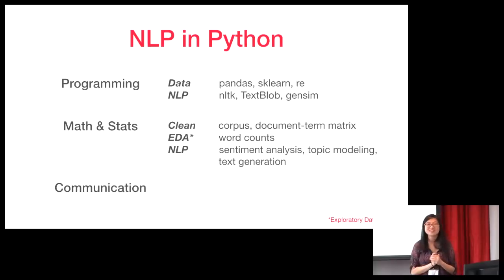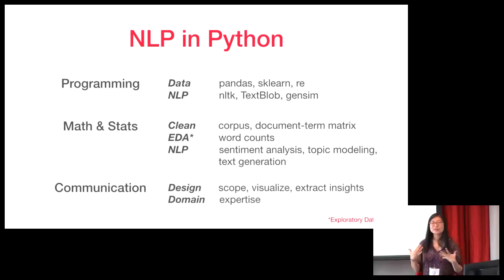From the math and stats side, this is where I really want you guys to try to understand these concepts, because it's so important in interpreting the results. So we're going to be cleaning the data, and we're going to be putting it into a couple formats. So first is just a general corpus format, which we'll go over in detail, and then also a document-term matrix. And then we're going to do some exploratory data analysis, which I'll be calling EDA from now on. And that's going to be a lot of word counts. And then finally, we're going to be going through those three techniques that I mentioned earlier. So sentiment analysis, topic modeling, and text generation.